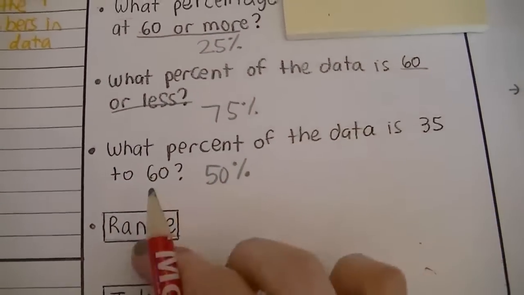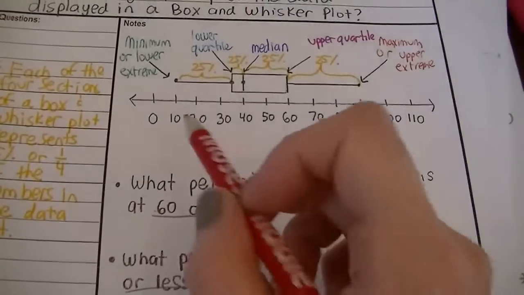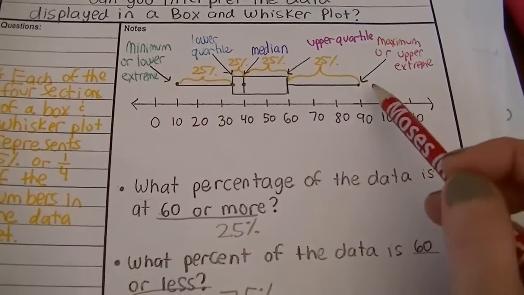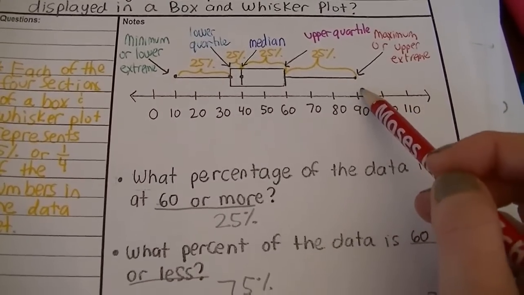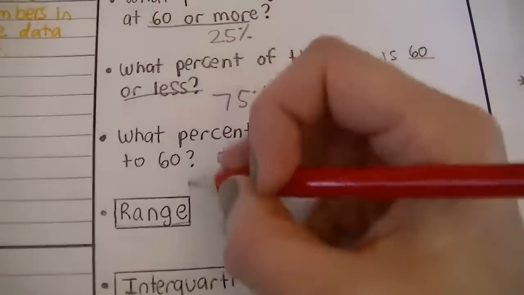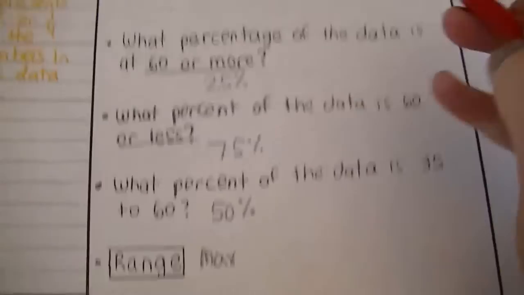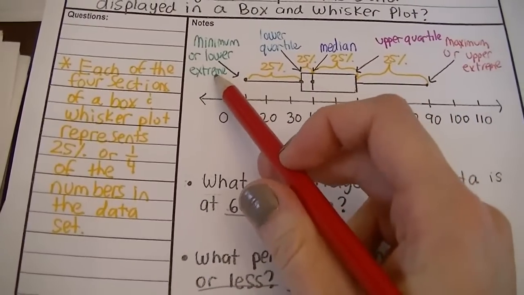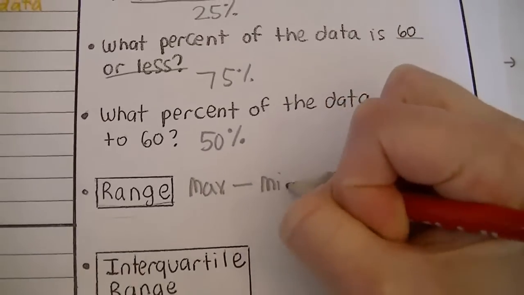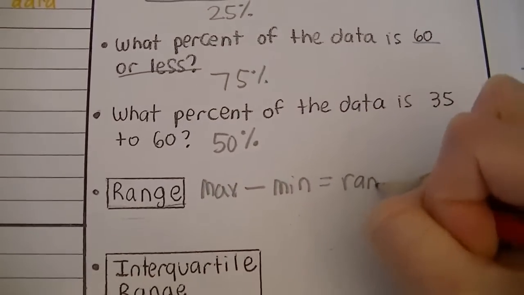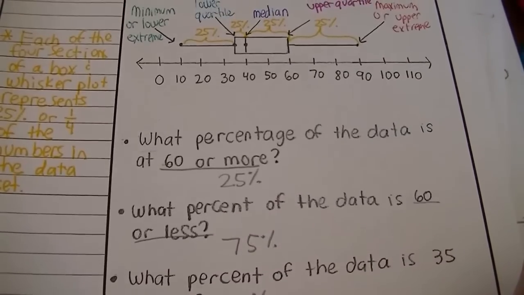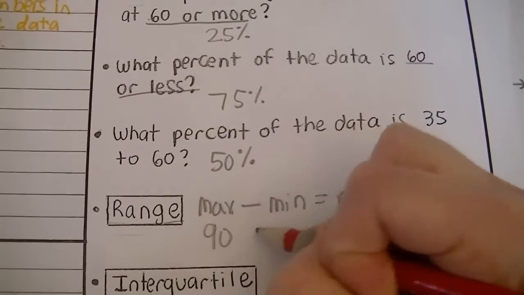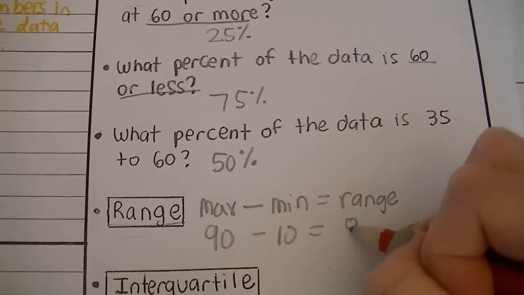Okay, now it's asking us to find the range of the numbers in this data. Well, the smallest number, which is the minimum, is 10. The highest number, which is the maximum, is 90. So to find range, you just take your max, also known as your upper extreme, and subtract your minimum, which is also known as the lower extreme, and that will give you the range. Okay, so go ahead and look at the information, and you would take 90 minus 10. So your range is 80.